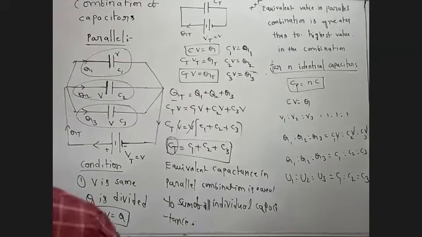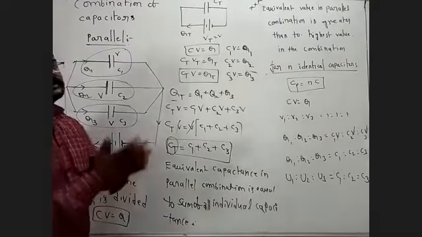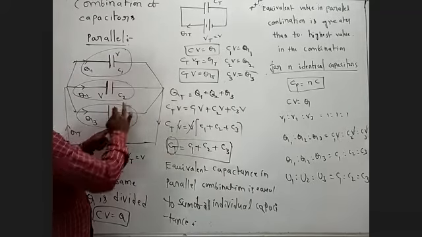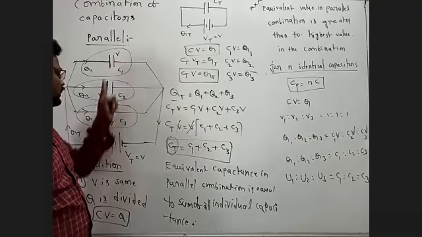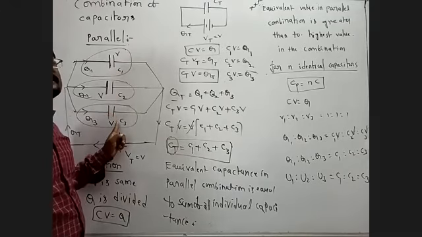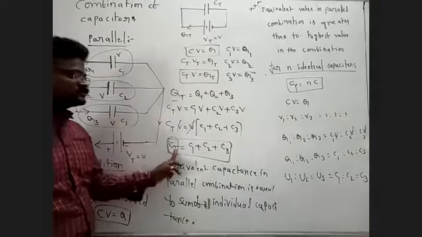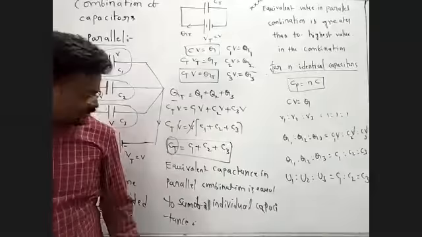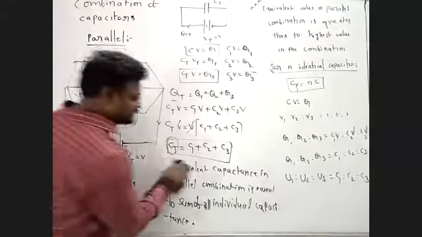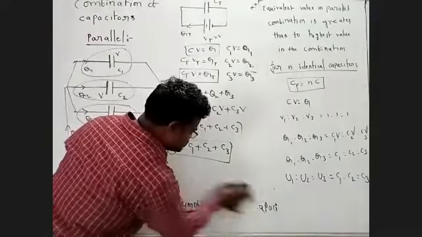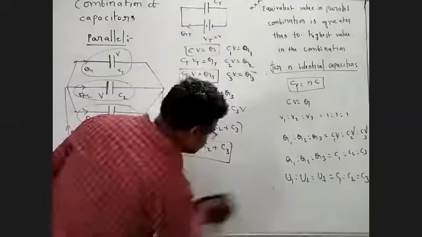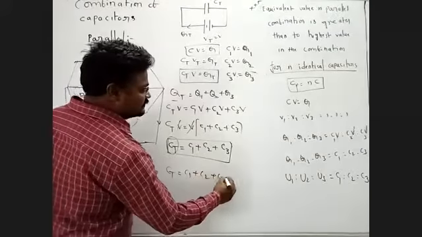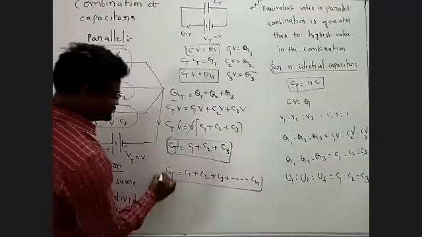Now you see the capacitance. This is very important. Three capacitors, 1, 2, 3, are connected in parallel, which means C total is equal to C1 plus C2 plus C3. Suppose n capacitors are connected in a parallel combination, then C total is equal to C1 plus C2 plus C3 and so on. This is the formula.